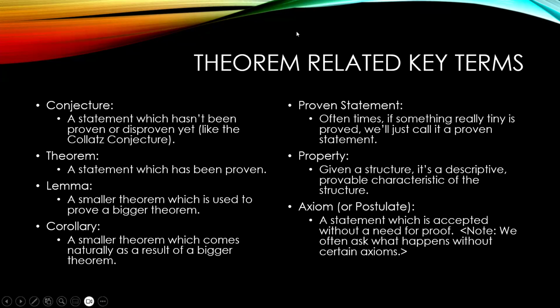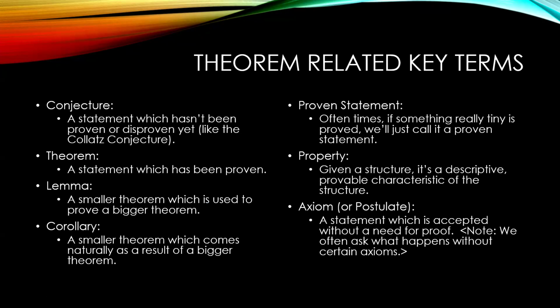Our first one is a conjecture. A conjecture is a statement which hasn't been proven or disproven yet. One example is the Collatz conjecture, which has not been proven or disproven yet. A theorem is a statement which has been proven. A lemma is a smaller theorem, which is used to prove a bigger theorem.